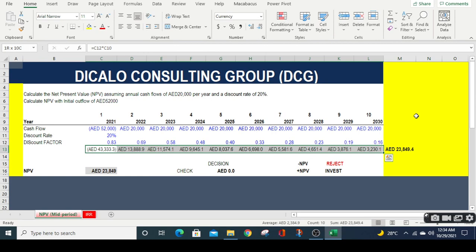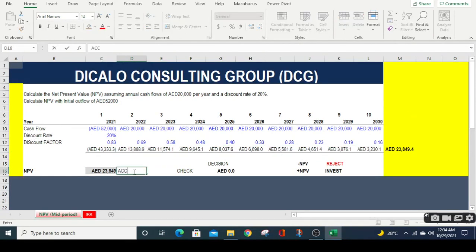Now you realize that the net present value in this project is positive 23, which means that we should accept the project. That is your decision. You advise the management to accept the project, because if they invest in the project, it's going to generate a lot of benefits that will be far greater than the cost which they have actually invested in the project.